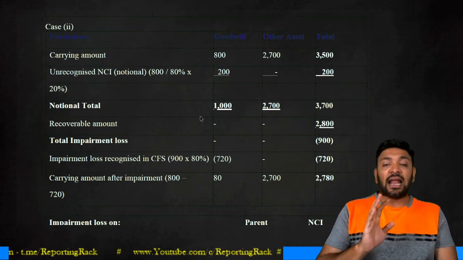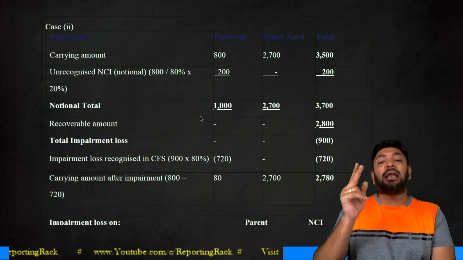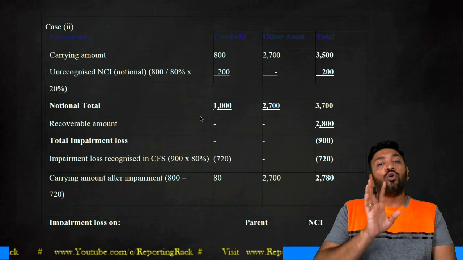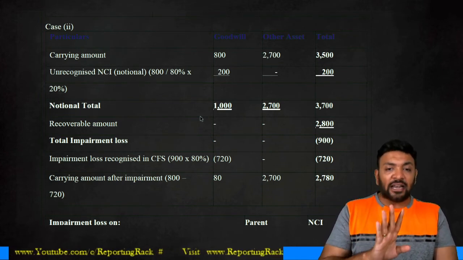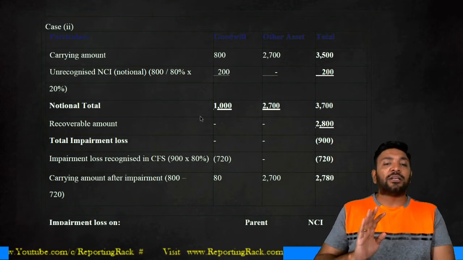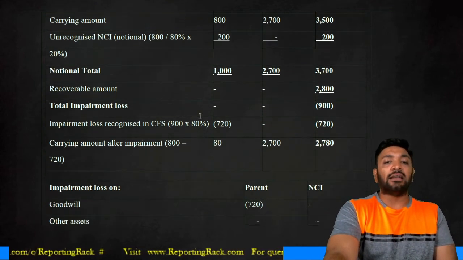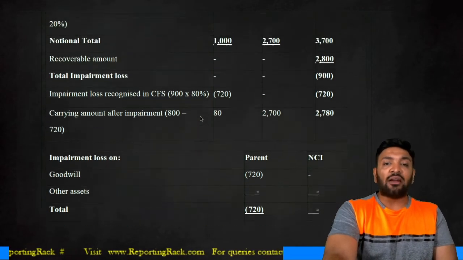But you need to understand, 80-20: 80% belongs to holding company and 20% belongs to NCI. So what is 80% of 900? Only 720 will be recognized as impairment in goodwill for the parent enterprise. Balance 80 rupees of goodwill will keep on continuing. Clear? The carrying value of the assets, 2700, will still be there. So this is how we have to solve this.